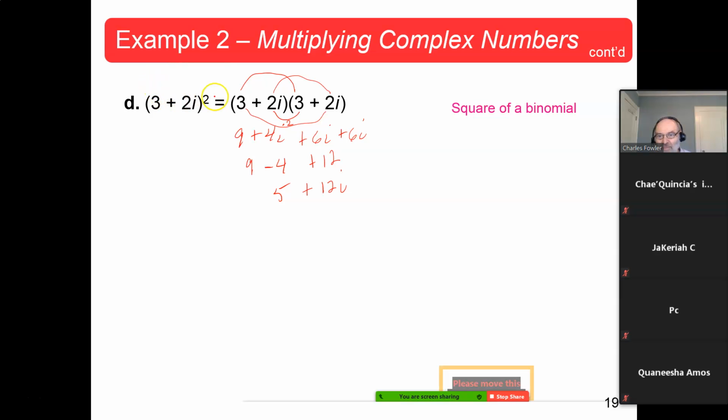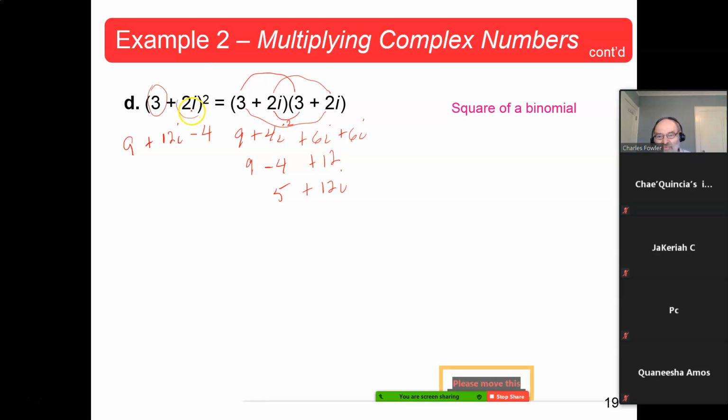Square the first term. This is what's true in all binomials when you square: the first term is 9, plus twice the product of the two. That would be 2 times 6i, which would be 12i. Then square the last term. Now squaring that makes it a minus 4, because i squared is always a minus 1.